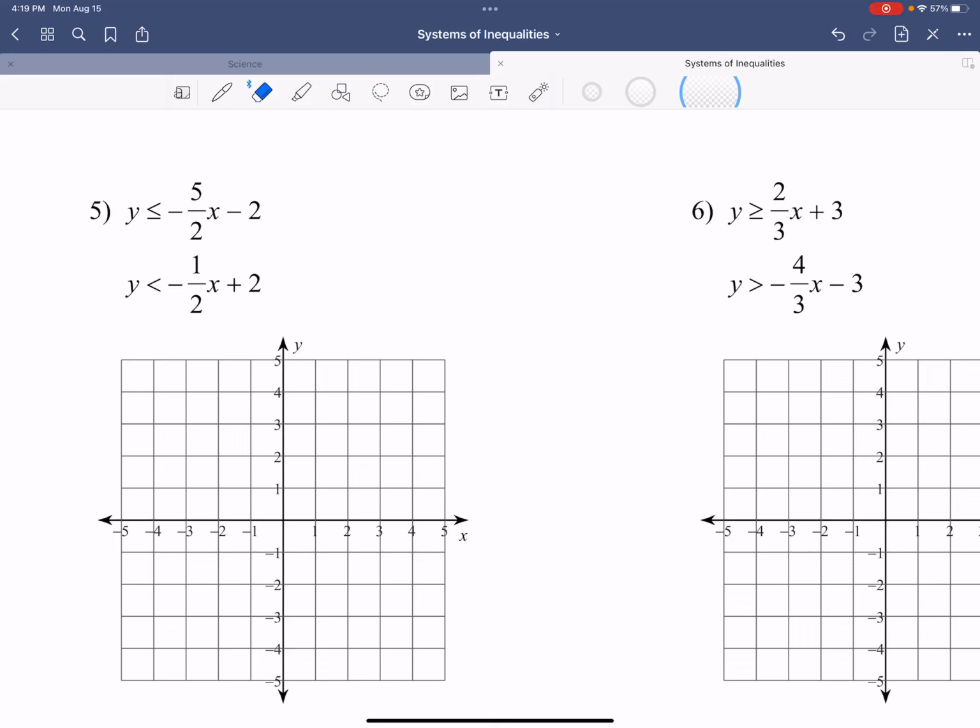Y'all, I just recorded number 5 the whole way through and realized I wasn't recording at all. So I was just talking away and it wasn't recording.